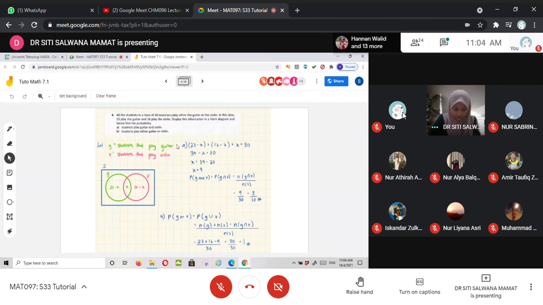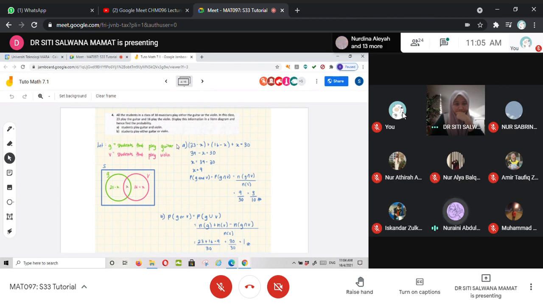Okay. Now we continue question number 4. Okay, which group? Me, doctor. Okay. Alright, so for this question, we need to find the probability of students that play guitar and violin. But first it asks us to display the information in a Venn diagram. So I let G equal to students that play guitar and V equal to students that play violin. So this is the Venn diagram.